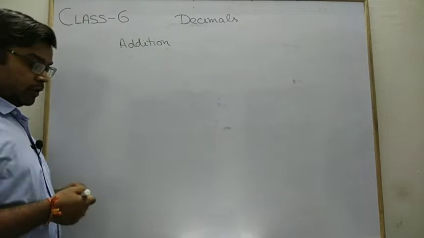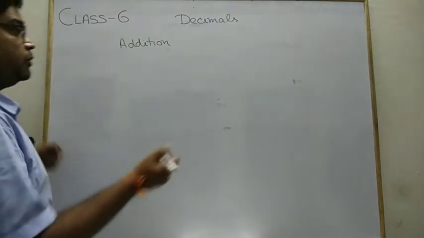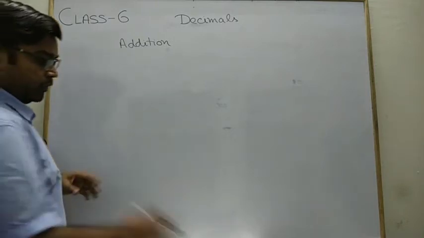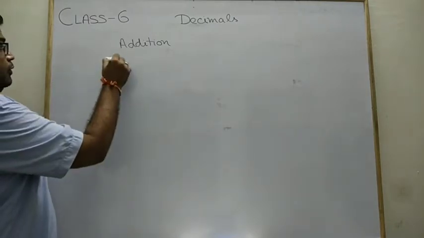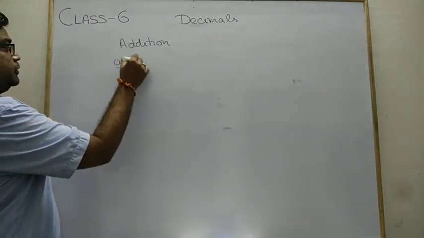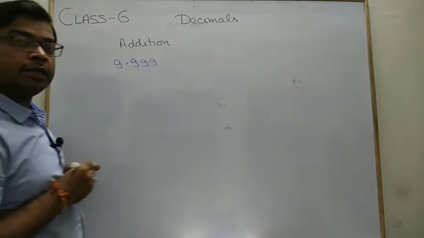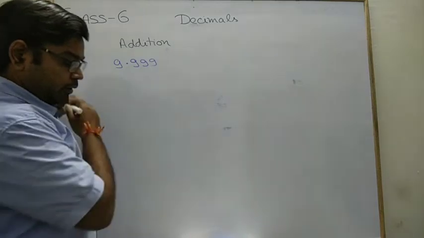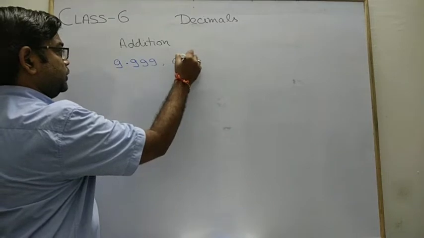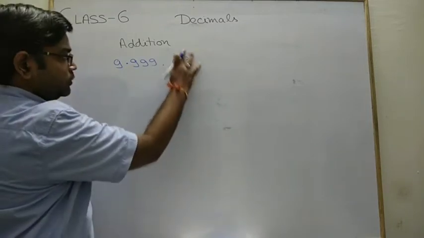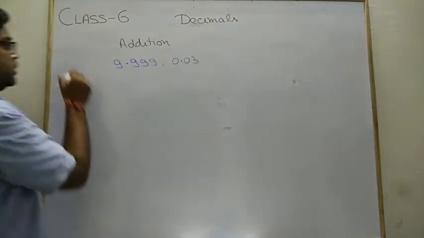So let's start. Today I am going to discuss addition. I am choosing one question in which we have to add these numbers: 9.999 with the number 0.3, and 0.03. The question says to add these.